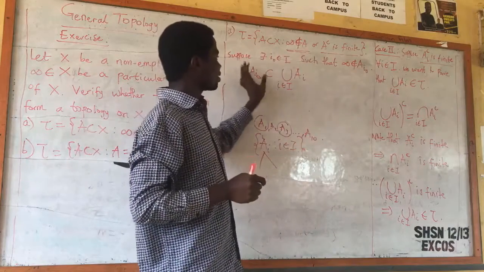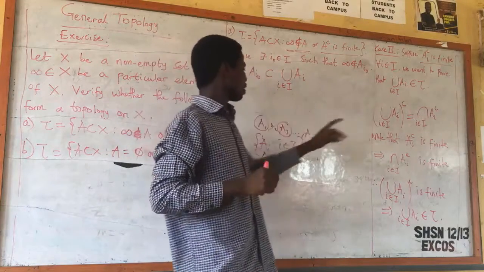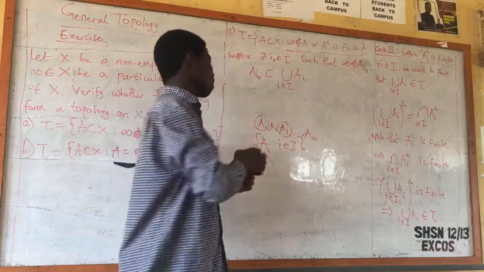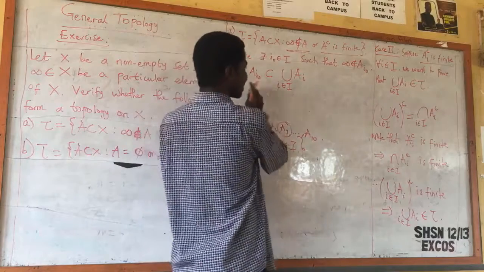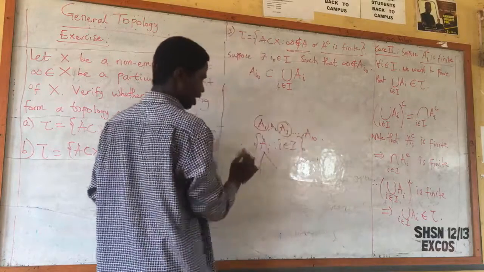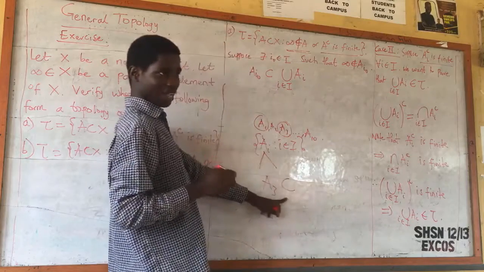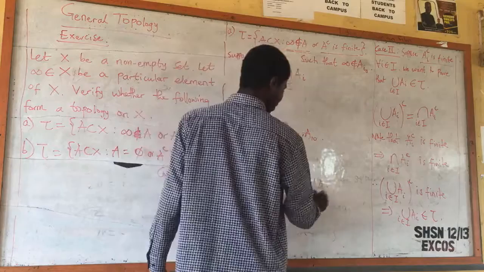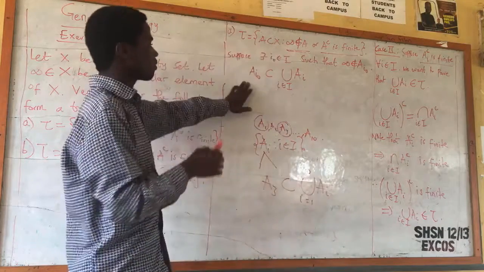We want to prove that they are unions. So if A_{i_0} is A3, it is inside A1 to A10. So A3 is inside A1 to A10. What I have written next is saying that A3 is a subset of the union of A_i, where i starts from 1 to 10. That's what I've written here.